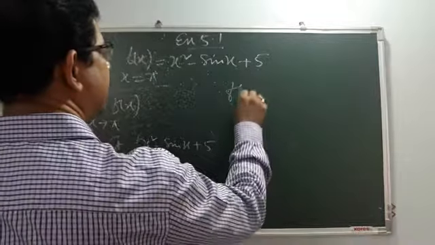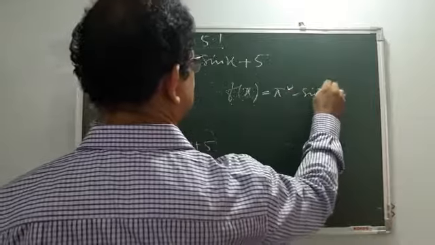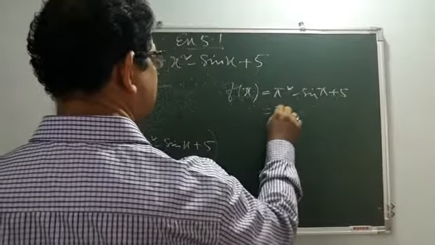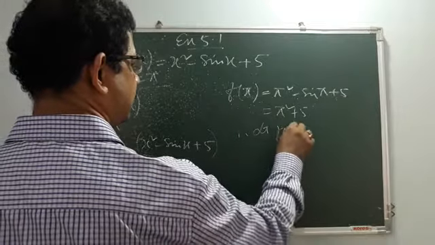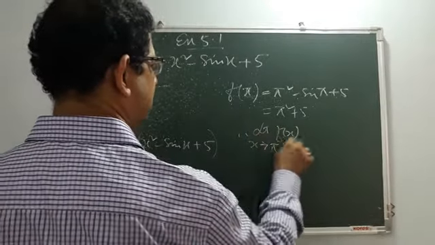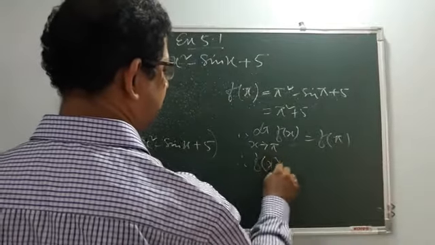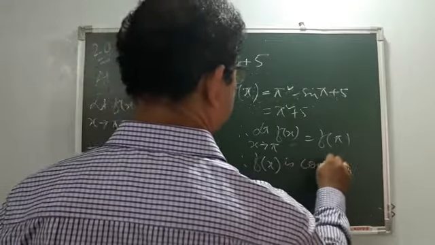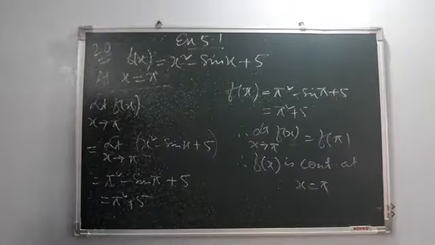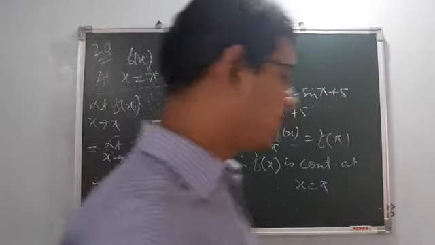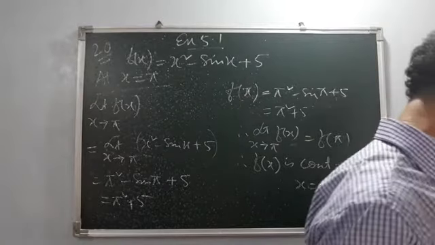Similarly, f(pi) is pi square minus sin pi plus 5, so it is again pi square plus 5. So what we get is that the limit of f(x) as x tends to pi is f(pi). Therefore, f(x) is continuous at x equal to pi. So this is our answer. Simple one. This way we have solved the other sums also, so here we can directly use this.